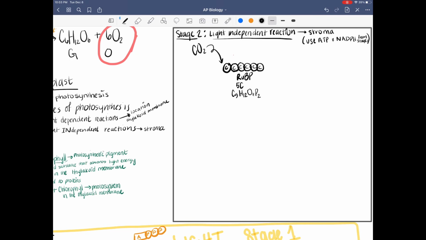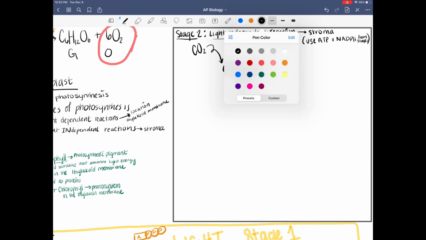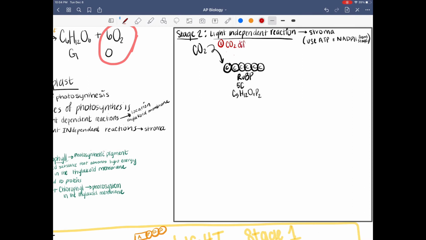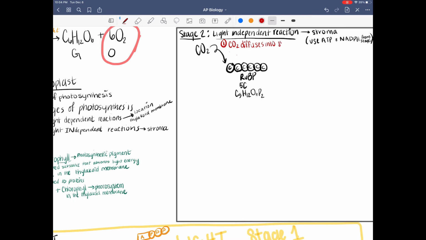The process with this 5-carbon molecule will start when carbon dioxide diffuses into the stroma. That carbon dioxide will react with RuBP, creating a 6-carbon molecule. The carbon dioxide attaches to this 5-carbon molecule, and this process is also known as carbon fixation.